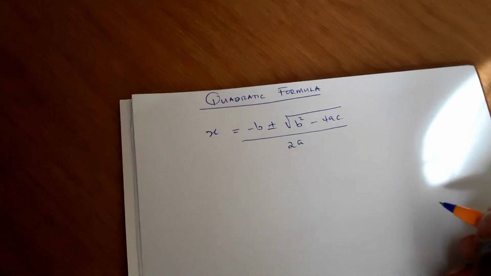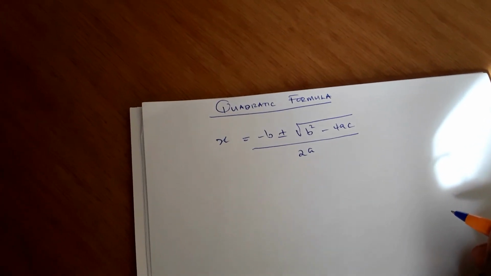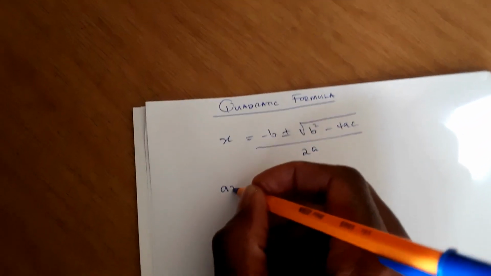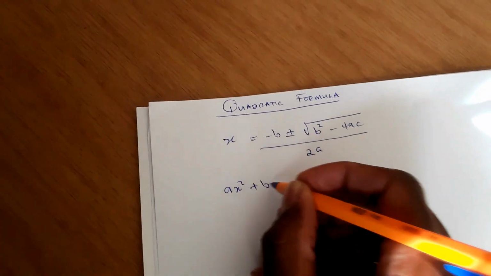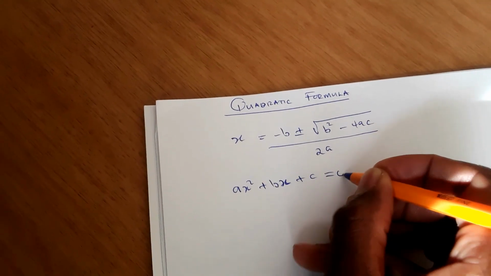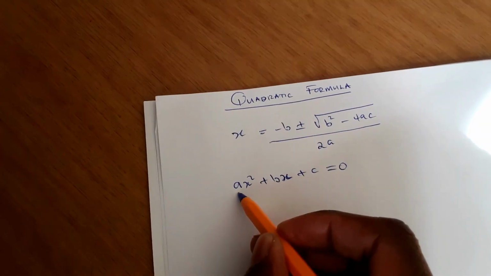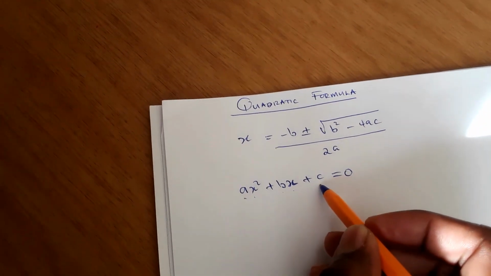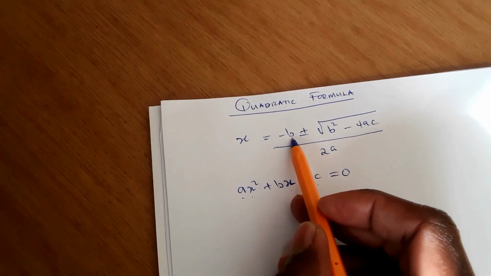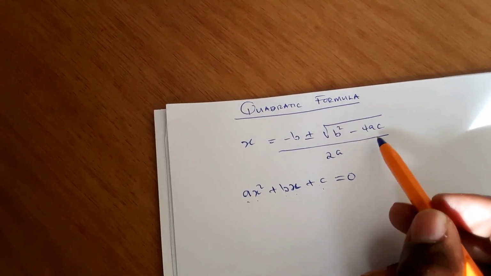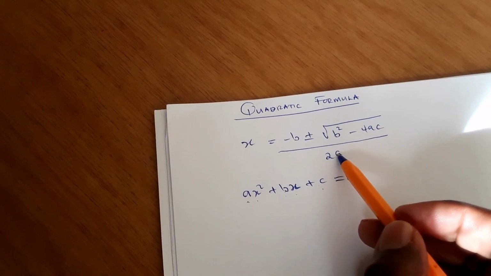If we noticed, when we first gave the form of the quadratic equation, we said it is in the form of ax squared plus bx plus c equals 0, meaning a is the coefficient of x squared, b is the coefficient of x, and c is the y-intercept. So this b is this b in the formula. Our a is this one, our c is this one, and our a also is this one.